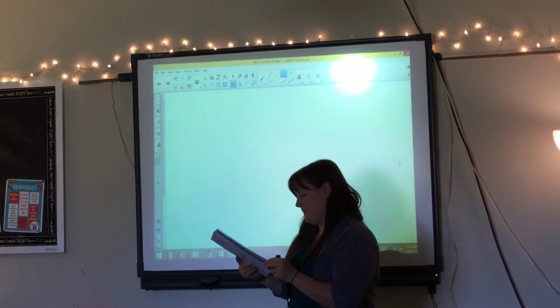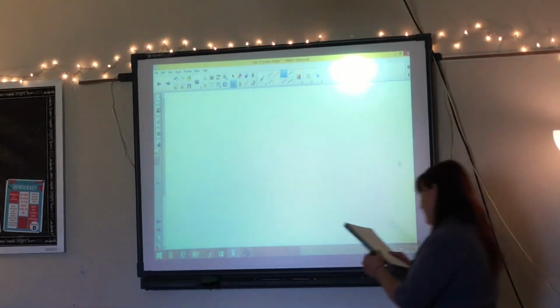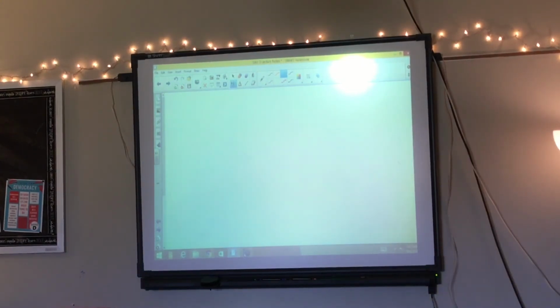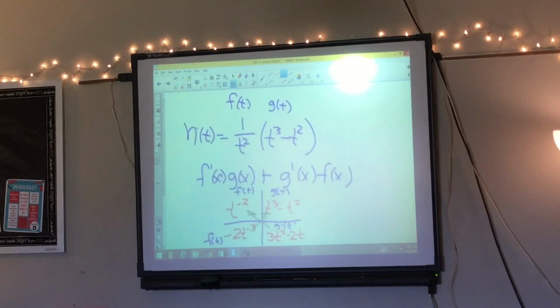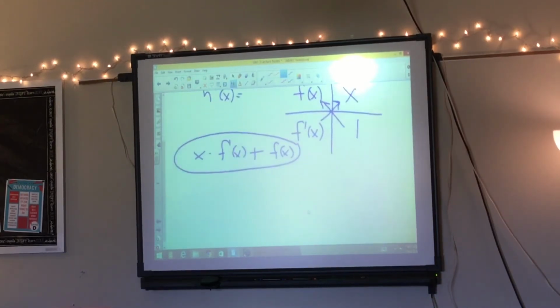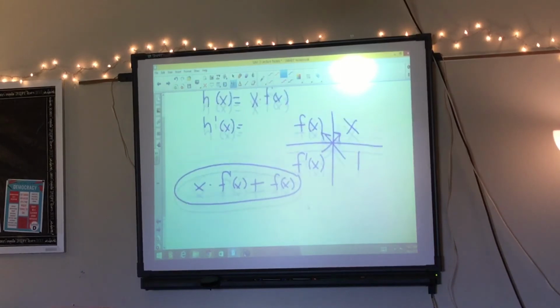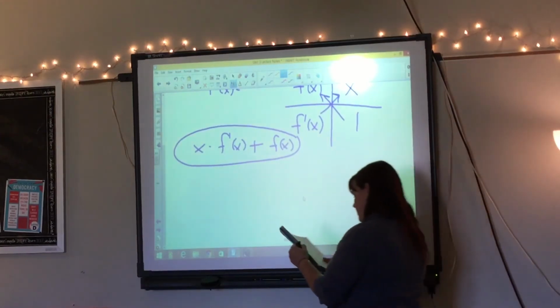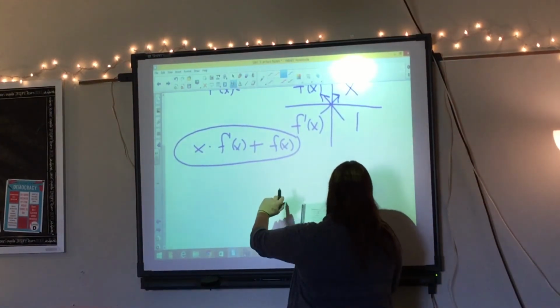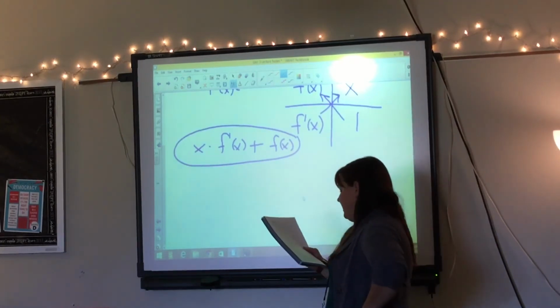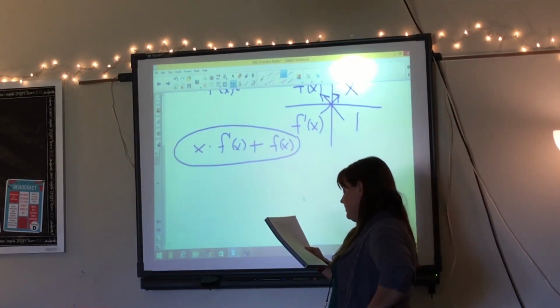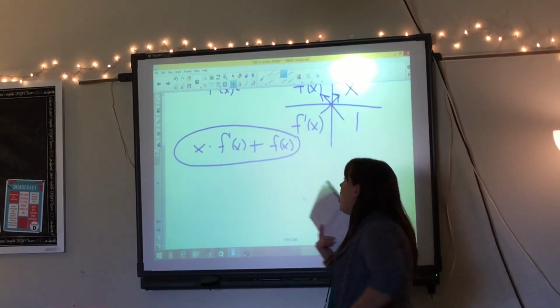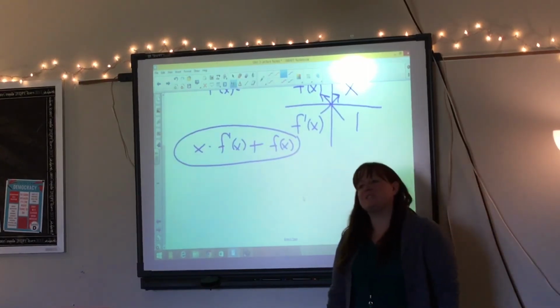Let me wrap my head around this one really quick. So this is g prime. G prime of 2, if f of 2 equals 3 and f prime of 2 equals negative 2. What question was that? 16b. Oh, it's easy. This is so much easier than I was thinking.